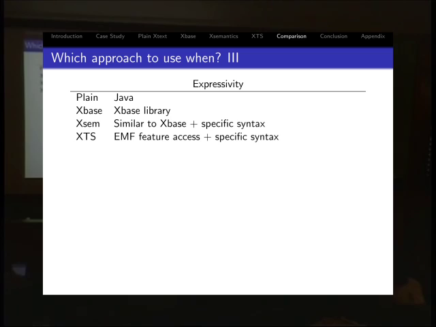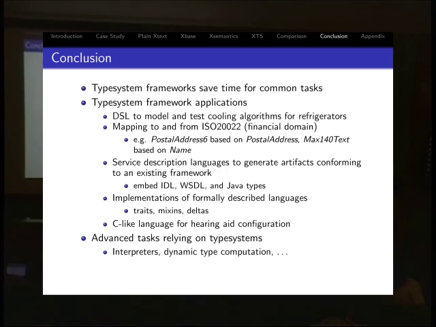The expressivity of the approaches also varies. For example, the plain approach uses Java and Xtend, and Xbase has the expressivity of the Xbase library, and the individual type systems like XTS and Xsemantics have their specific syntax. In summary, type systems solve common tasks like type inference and type conformance computing. There are many type system framework applications.